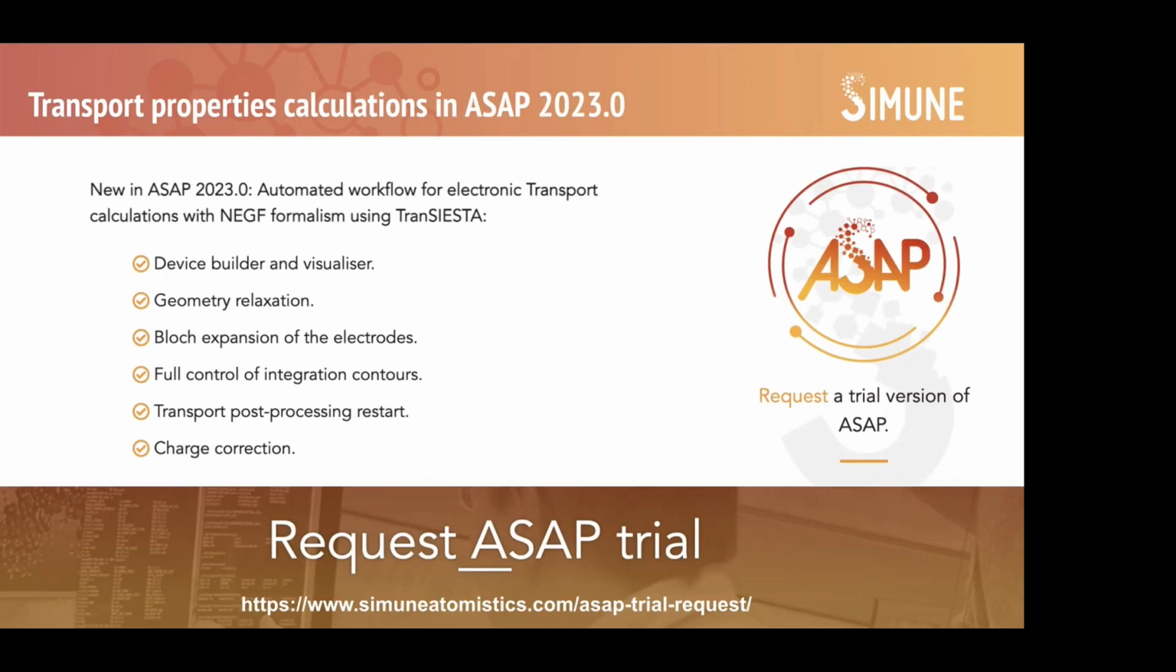Right. So as a conclusion, since I see 5 minutes left in our meeting, what we can say is that transport properties is a new feature in ASAP. This is a very flexible workflow and allows a very nice device builder and visualizer. The transport properties can be calculated as an automated workflow, including geometry relaxation, with full control of the calculation parameters, including advanced features like integration contours, etc.